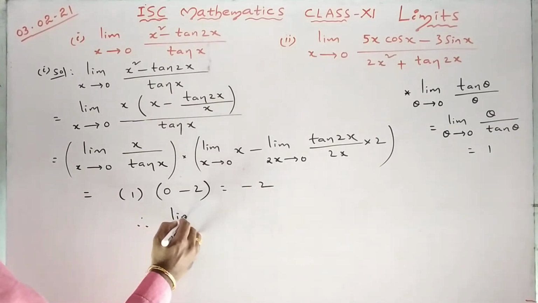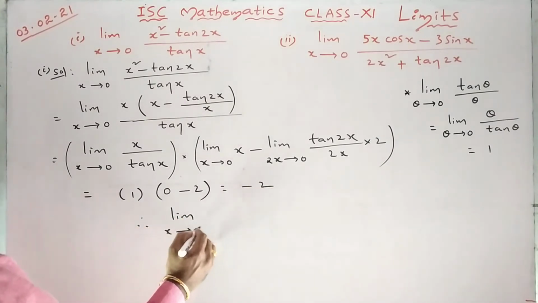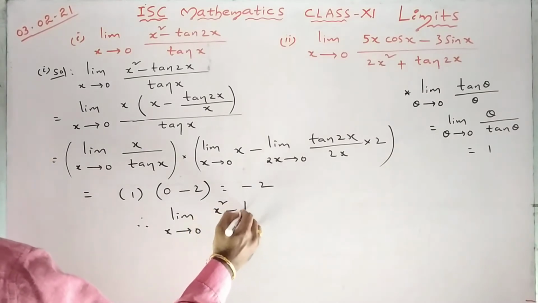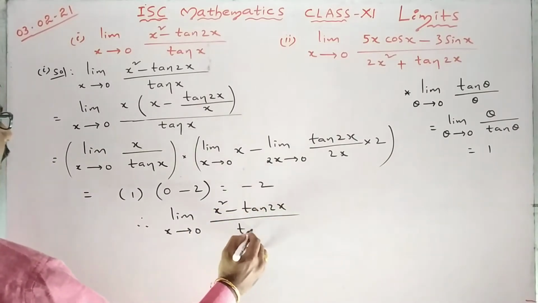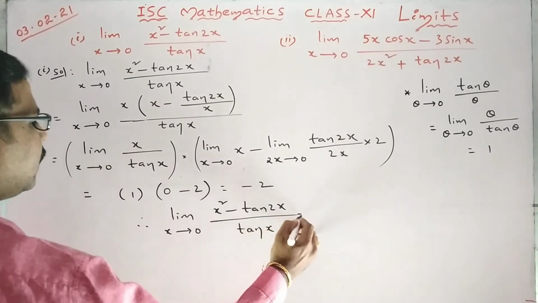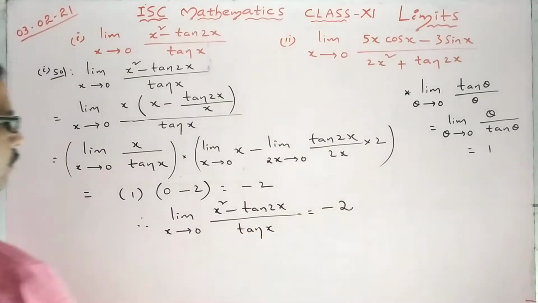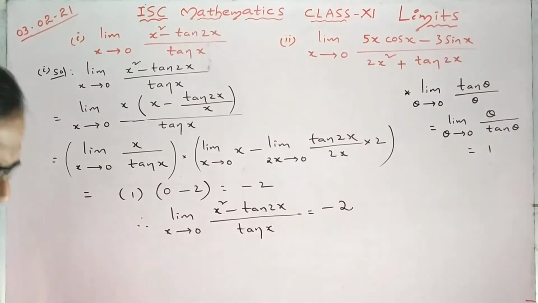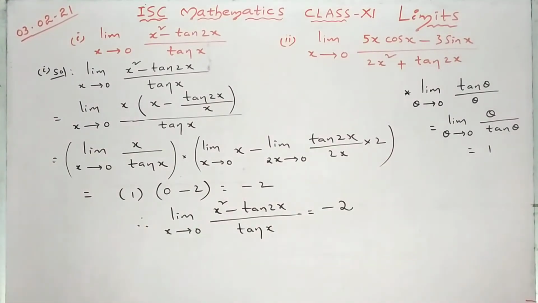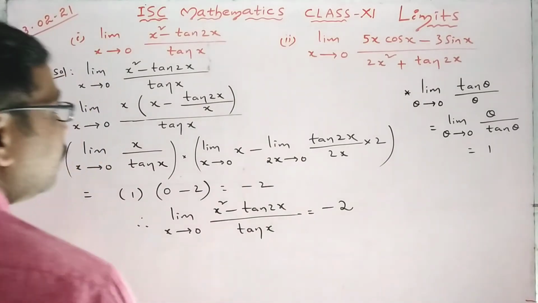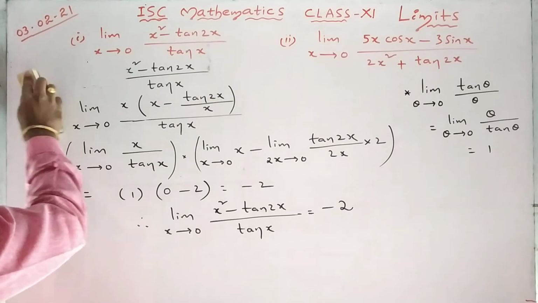Therefore, limit x tending to 0, (x square minus tan 2x) upon tan x equal to minus 2. That is the end of solution. Clear? Look at the second question.